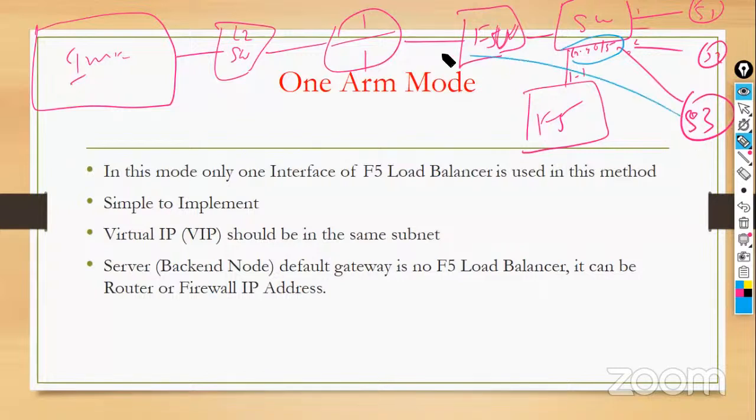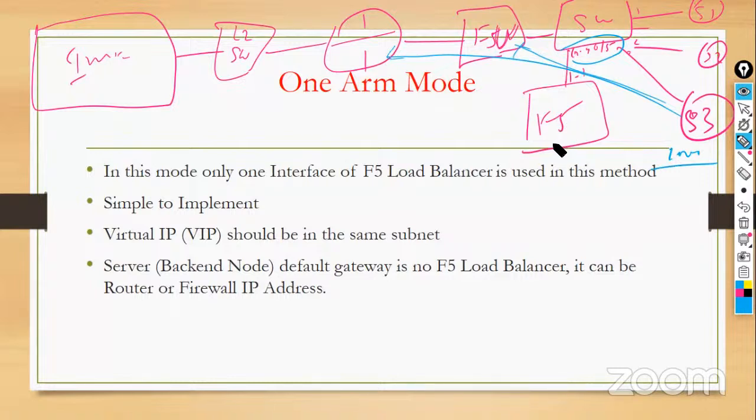So the gateway may be your router IP, maybe you have the firewall gateway, maybe you have something else, right? So you don't want to change, like, if you have 1,000 servers, you don't want to change the configuration on your network, right? You added the F5, right?